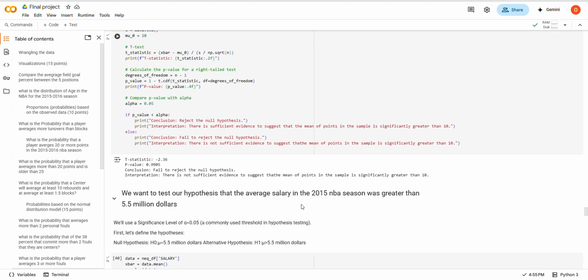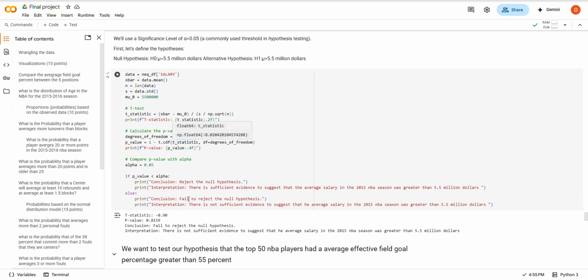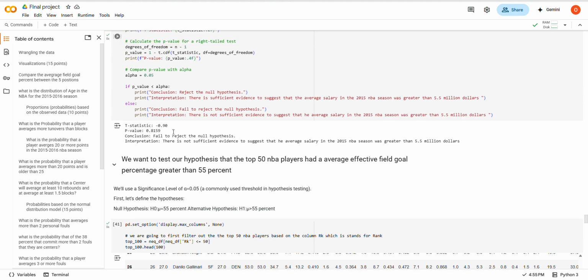Moving on to our next question right here, we want to test our hypothesis that the average salary of a player in the 2015 NBA season was greater than 5.5 million. We used the significance level of 0.05, and we used it for all of our hypothesis testing, and then we defined a null and alternative hypothesis, and we ran the same thing, and in this one we also failed to reject the null hypothesis, citing lack of sufficient evidence to disprove it.